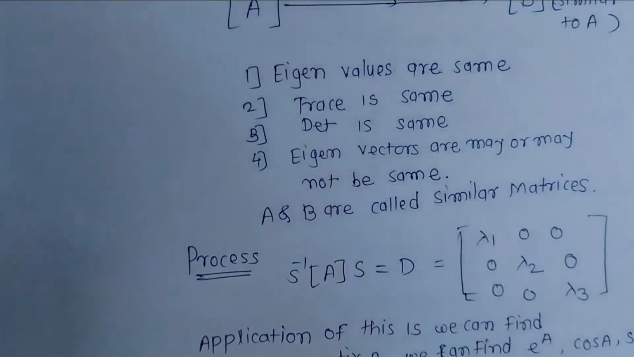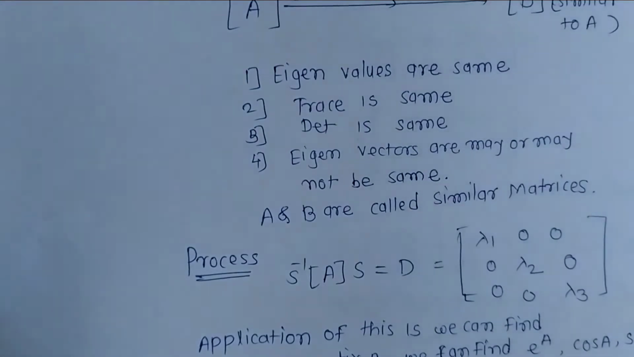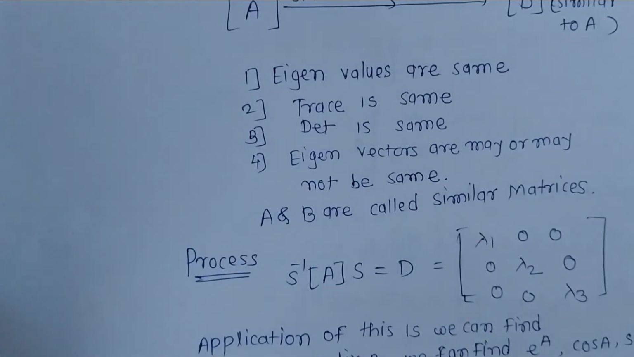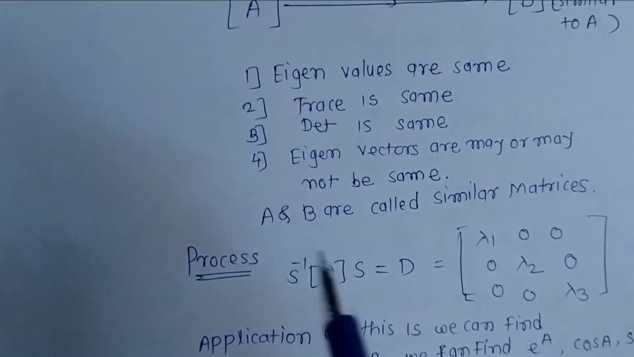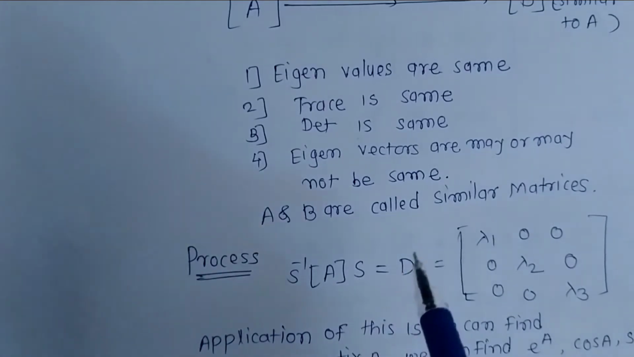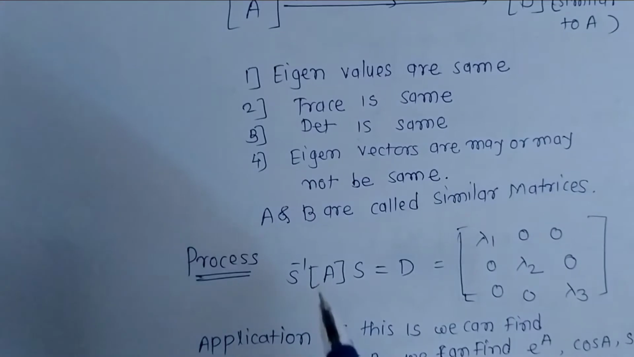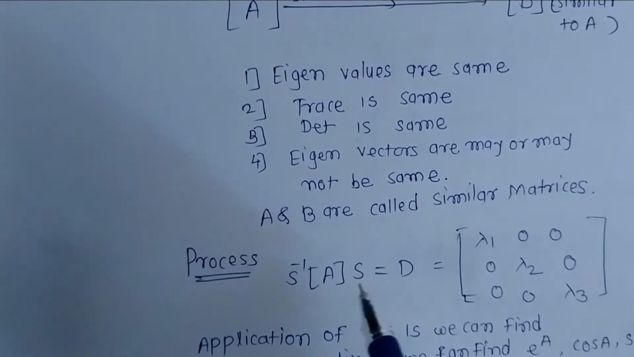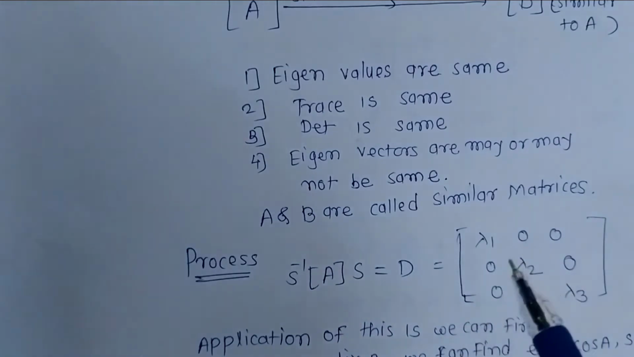The process of diagonalization, or the process of similar transformation, is S inverse A S is equal to D. This is the diagonalized matrix. S inverse A matrix into S is equal to D, that is lambda 1 0 0, 0 lambda 2 0, 0 0 lambda 3. That is the diagonalized matrix.